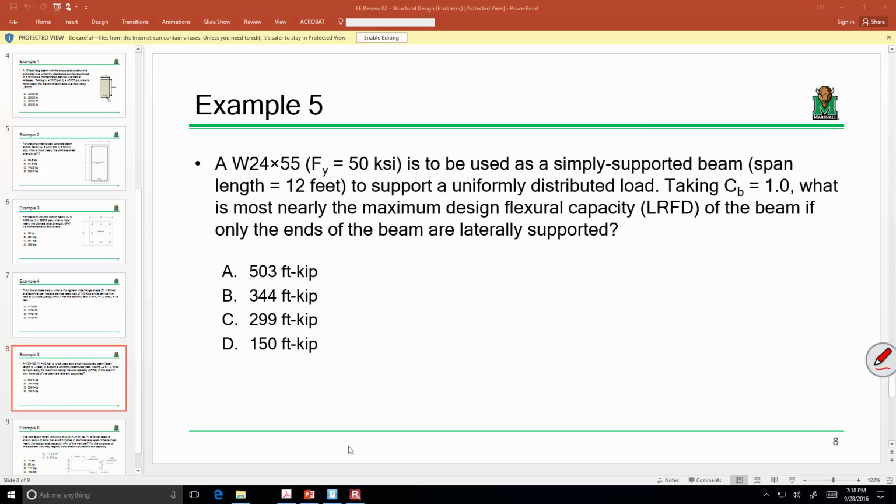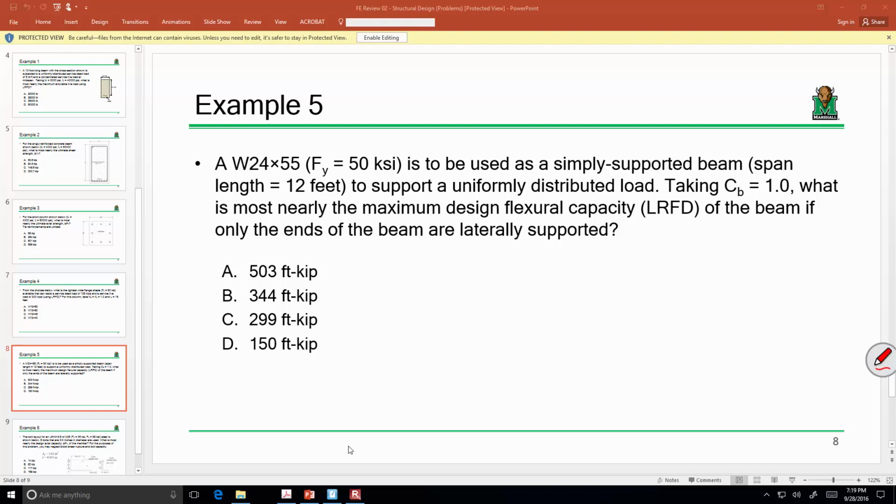Okay, let's look at example 5, okay? A W24 by 55 is to be used as a simply supported beam, a span length of 12 feet to support a uniformly distributed load. Okay, taking CB to be 1, what is most nearly the flexural capacity if only the ends of the beam are laterally supported? So if you've had steel design, this might actually be a little bit confusing. Because if you have a uniformly distributed load and only the ends are supported, you should be able to compute CB. But I've kept CB to be 1 to make this simple.